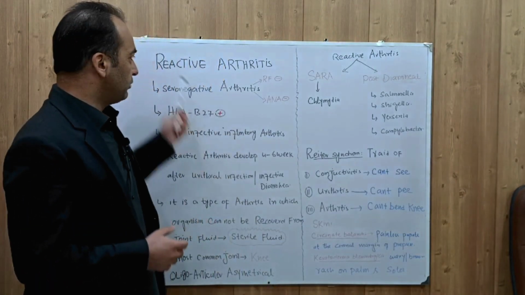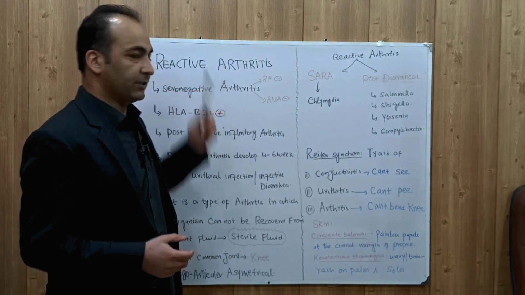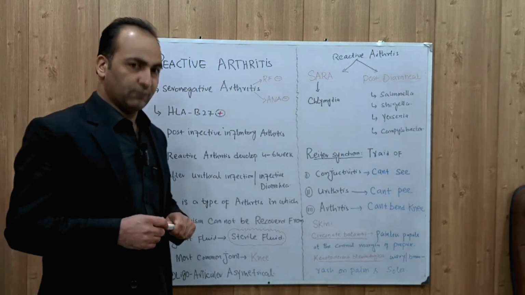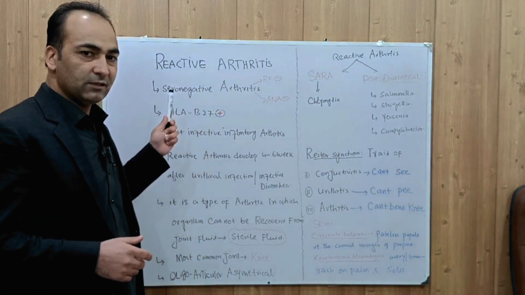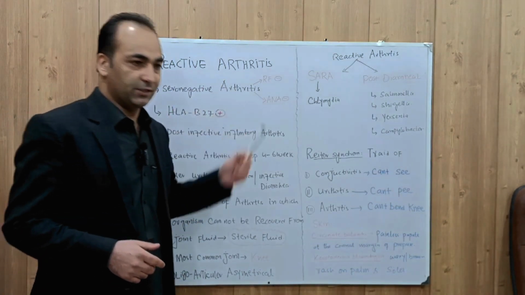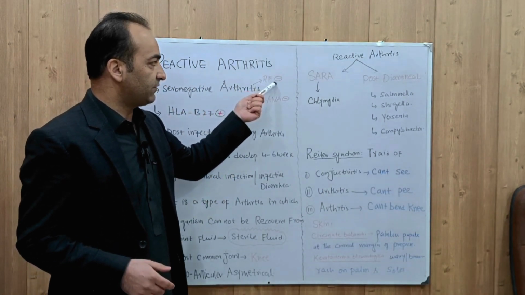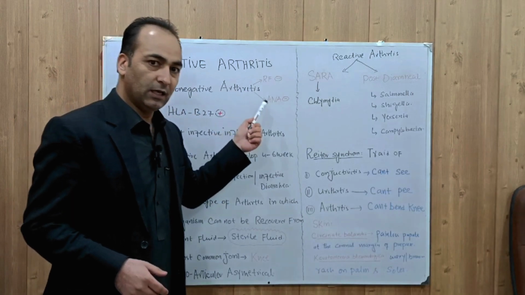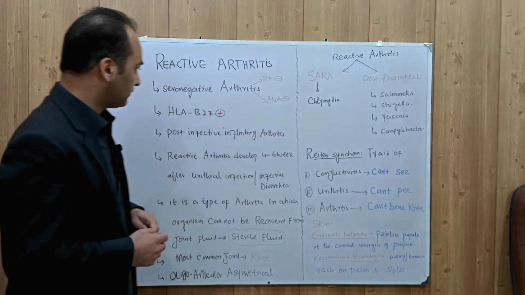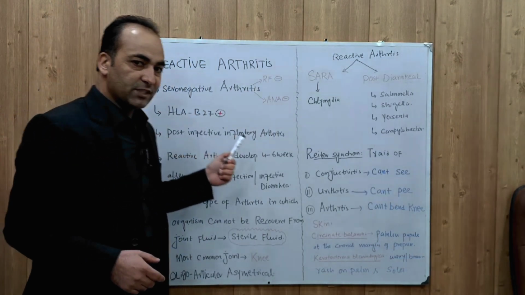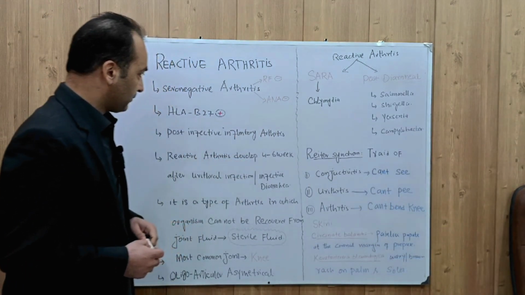Bismillahirrahmanirrahim. Today we will talk about reactive arthritis. Reactive arthritis is one of the spondyloarthropathies, and it is a seronegative arthritis. And we know that seronegative arthritis means rheumatoid factor will be negative and ANA will be negative. Reactive arthritis is an HLA-B27 positive condition.